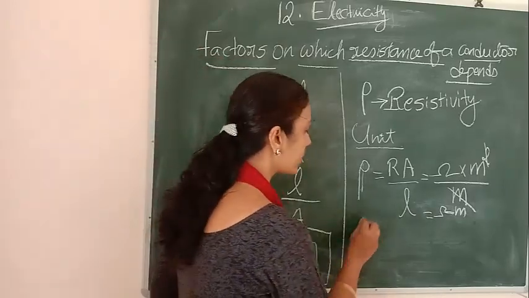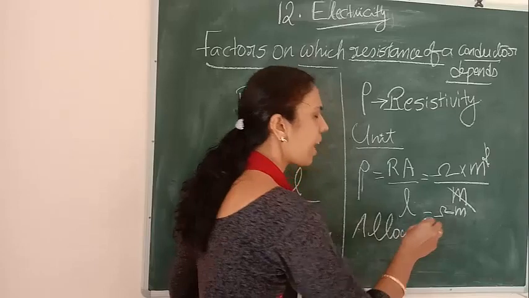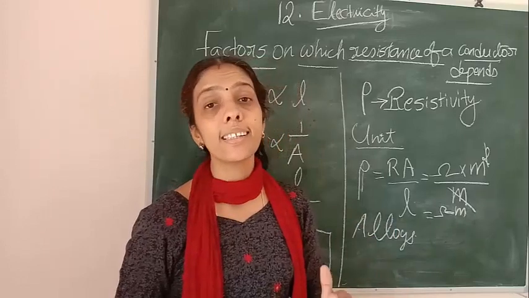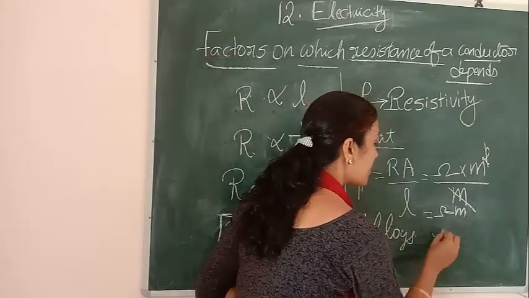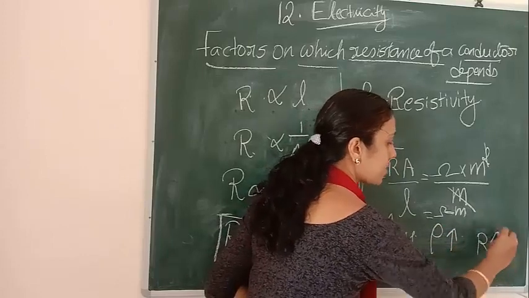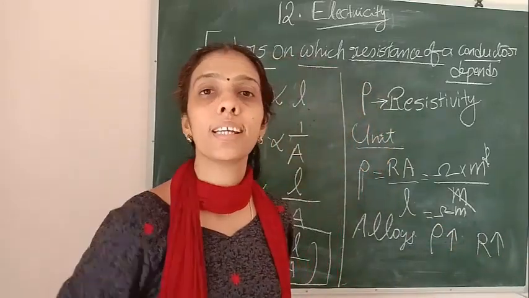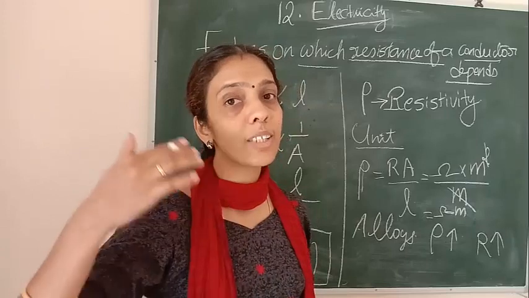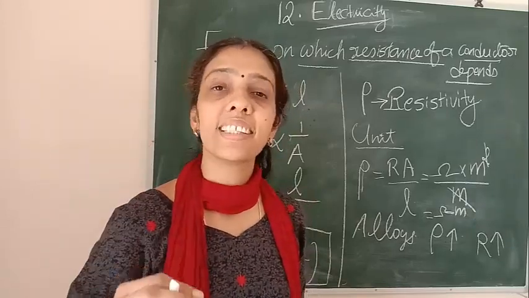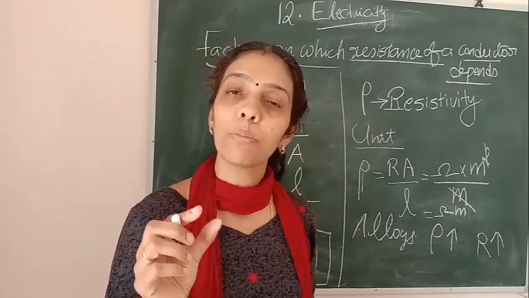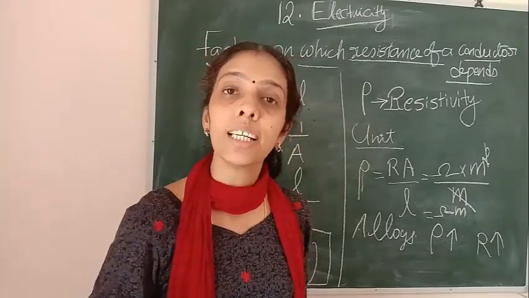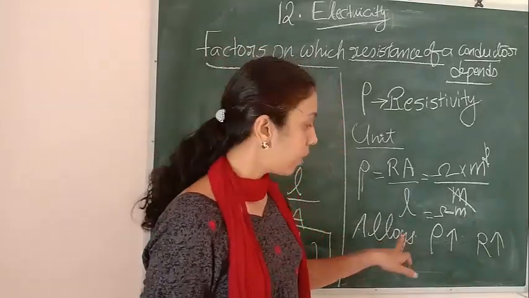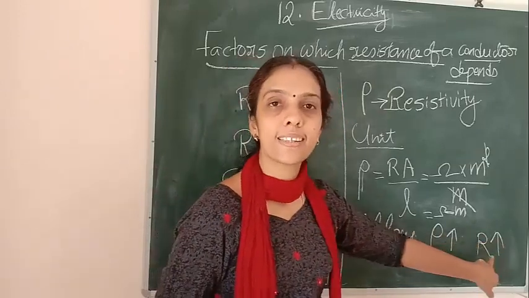In the case of alloys, alloys have very high resistivity. High resistivity means resistance is more. If it has more resistance, the heating effect, I told in the last video, isn't it? As resistance increases, electrical energy is wasted as heat energy. Sometimes it is wastage and sometimes we convert it into an advantage also. For alloys, resistivity increases, resistance also will increase.